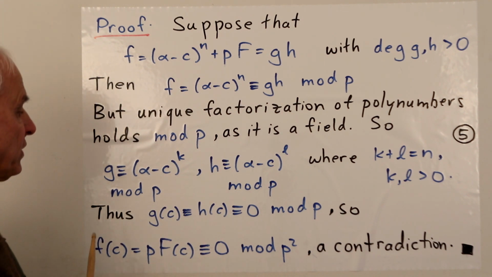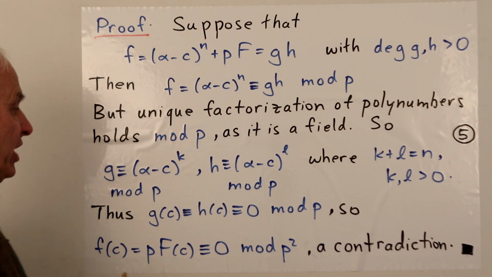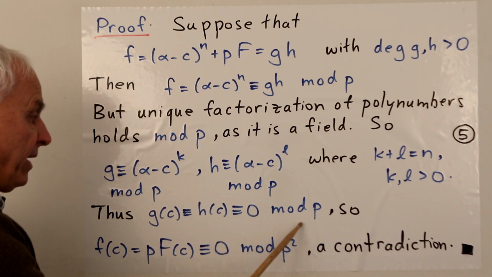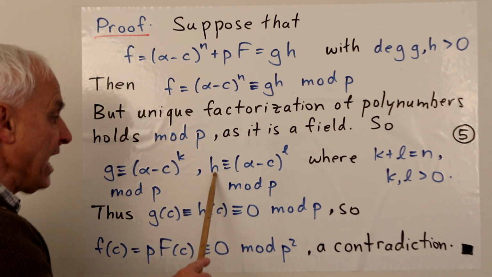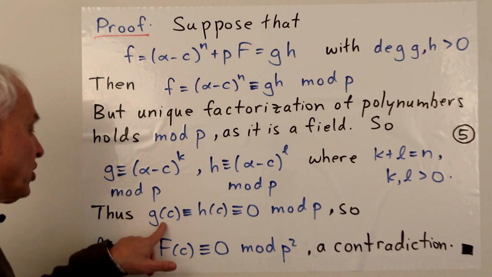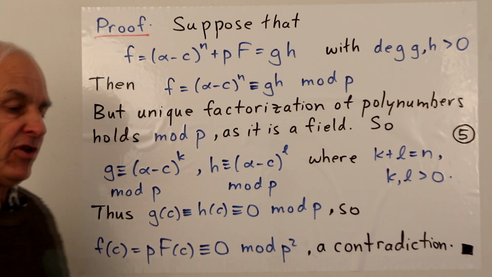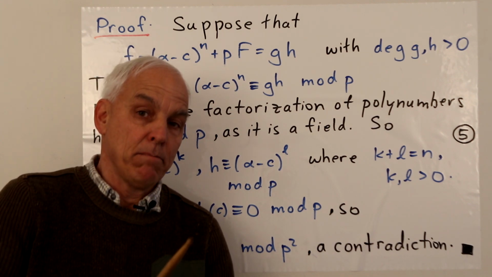So what can we deduce from this? Well, clearly, if we plug c into g, we're going to get 0 mod p, because 0 to the k is congruent to 0 mod p. And similarly, h of c is going to be congruent to 0 mod p. So the numbers g of c and h of c are both integers, both of which are divisible by p.